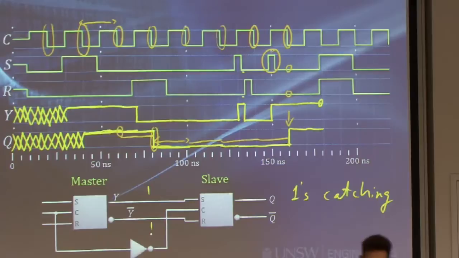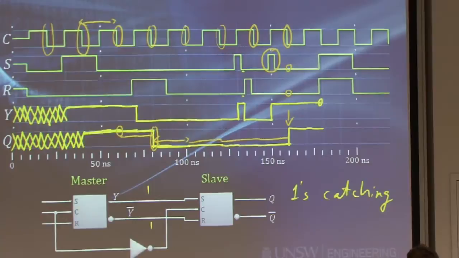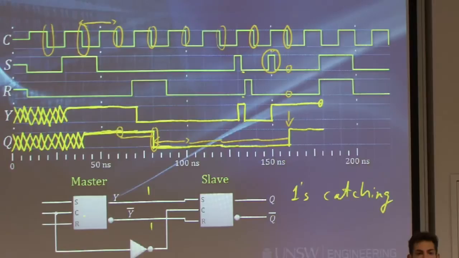Now, we have the situation when the control signal for the master is being disabled. So S and R are both high. The control goes from 1 to 0. And this is exactly what we had for the race condition. And this Y output will start racing.